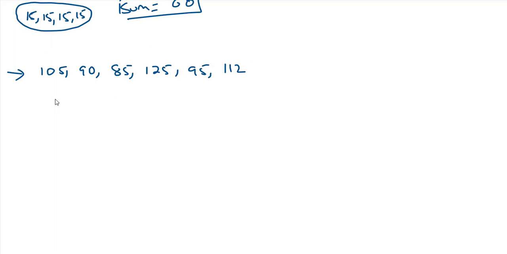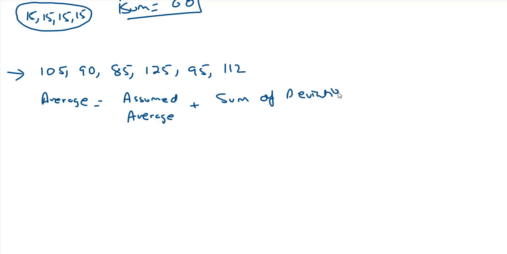So by using the method of assumed average, the formula is given by: average is equal to assumed average plus sum of deviations divided by the total number of entries. Now what is deviation first of all? Say we have assumed some average A. The difference between each of these entries and the assumed average is called deviation. So for each of these entries we will calculate the deviation and then we'll add them. From there we'll get the sum of deviations.